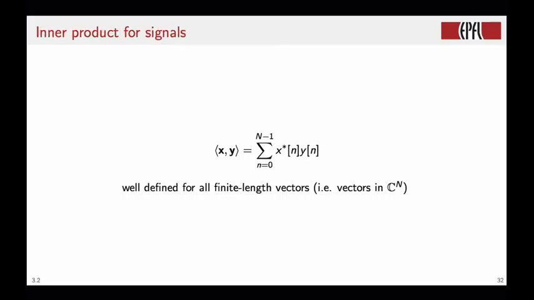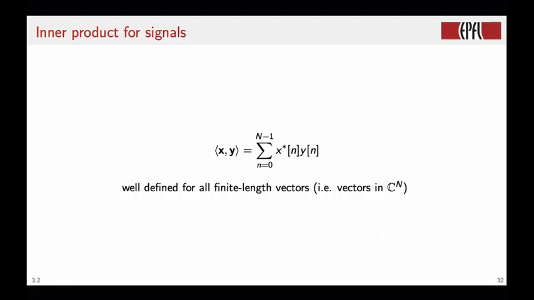Okay. Now let's look at inner products for signals. So signals are discrete time sequences. The definition for the inner product of a finite length signal, or a vector of length capital N, is given here. It's simply the sum from 0 to N minus 1 of the first entry x star, so the complex conjugate of the first entry, times the second entry.